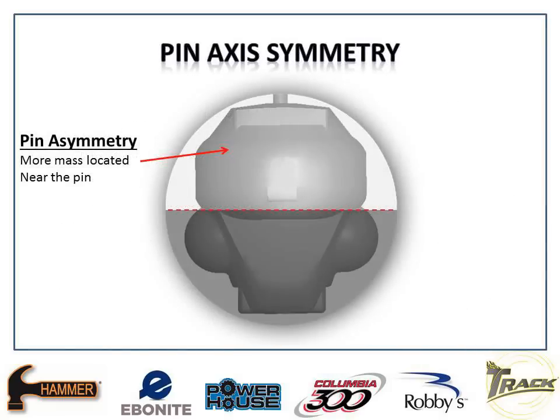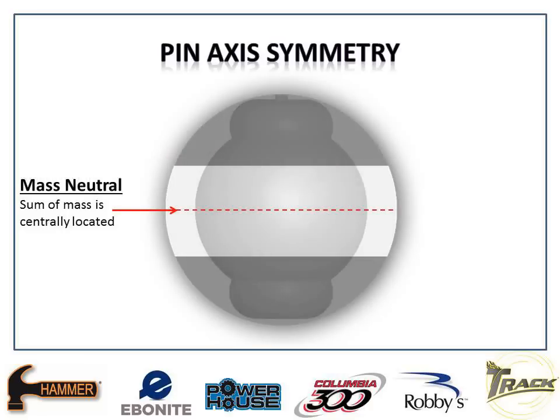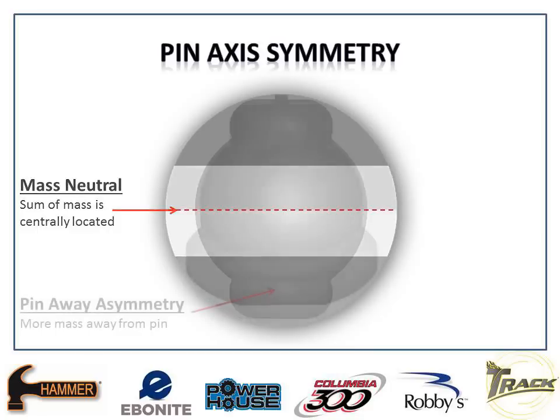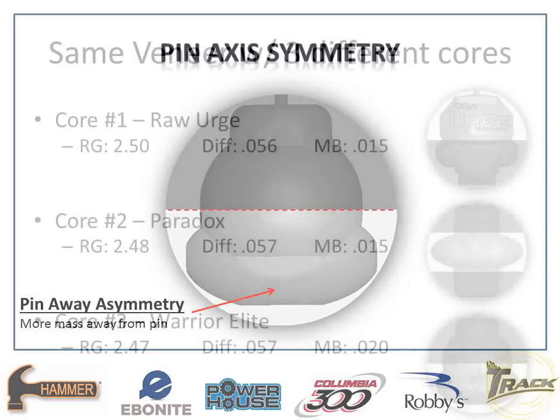Looking at a few examples of cores inside our brands, this is the Columbia 300 Urge core. Looking at the mass and where it's distributed more towards the pin. Another example is the Adrenaline core from Ebonite. Some of the mass is centrally located, so the majority of the mass is in the center of the core. Then our final example is our Ebonite Warrior core. There's more mass away from the pin.